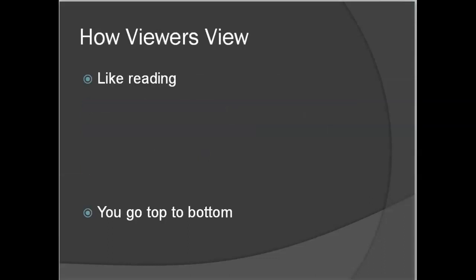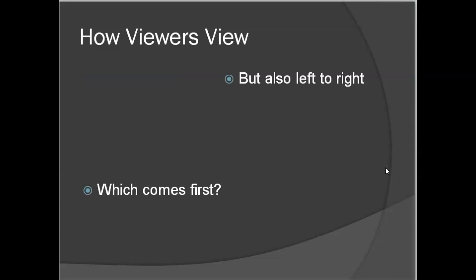Once you've decided on things like color and the size of text, you also need to think about layout. Viewers view things like reading. So in English, we read from left to right and top to bottom. But what if on your slide you have something at the top, but to the right, and something to the left, but to the bottom? Which comes first? Take a moment and think about which one of these you get drawn to first.